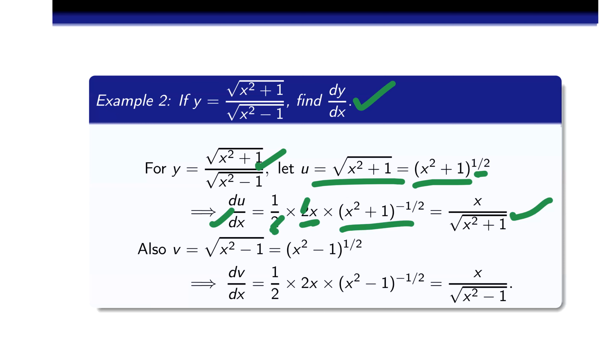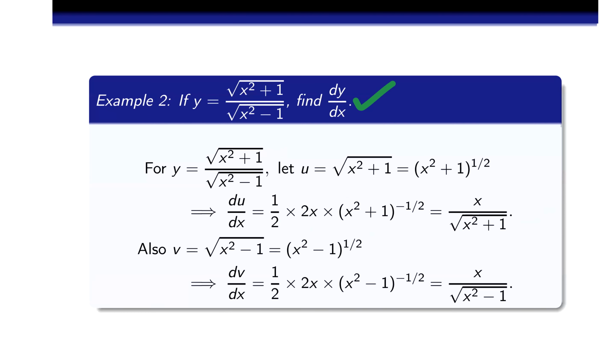And same for v. V is square root of x squared minus 1. That's x squared minus 1 raised to power half. Again, bring down the power, that's half. Differentiate inside, that's 2x. The original thing retain and reduce the power by 1. That's x squared minus 1 raised to power minus half. And again, you have x over square root of x squared minus 1, like that.